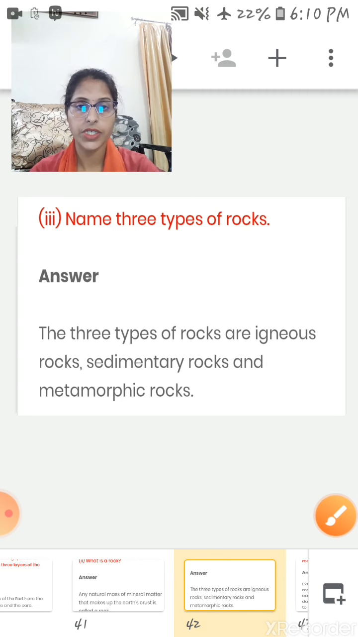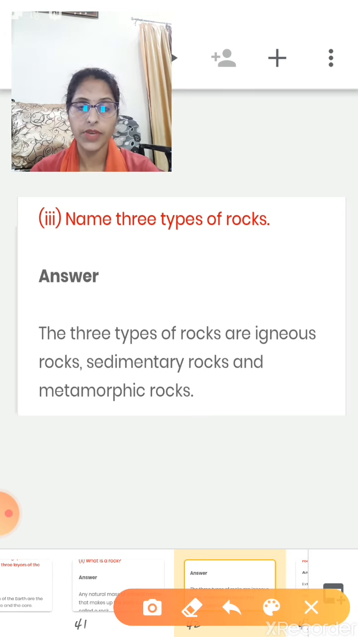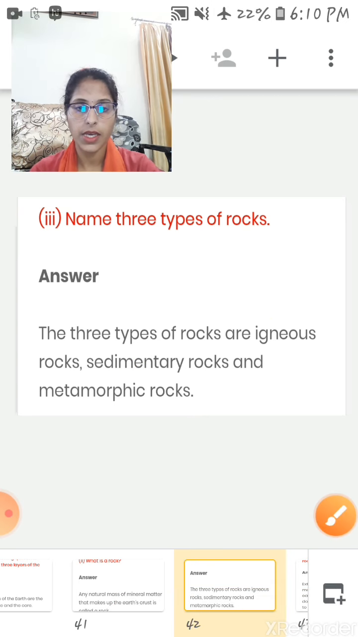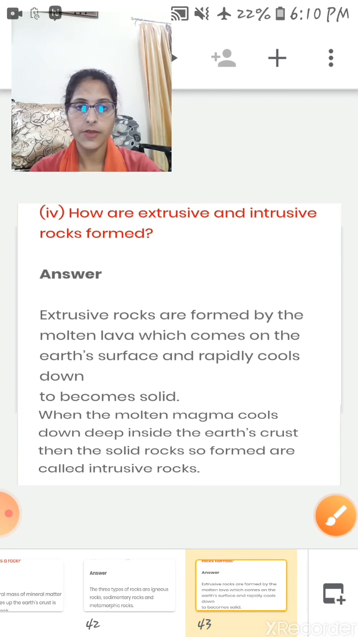Now the third question is, name the three types of rocks. Basically there are three types of rock. The first one is igneous rock, the second one is sedimentary rock, and the third one is metamorphic rock. So on the basis of formation there are three types of rock: igneous rock, sedimentary rock and metamorphic rock.